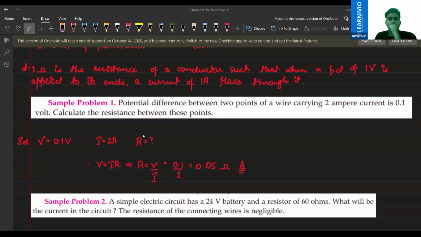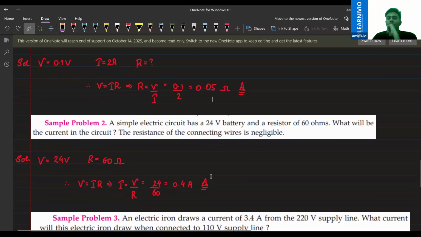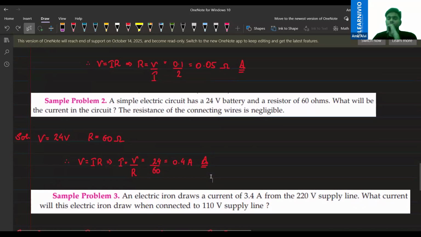We got three answers: Umair, Afrin, Ritik. Umair, this question is asking for the current, not the resistance. Resistance is already given as 60 ohm. What did you calculate? Please check your answer. Okay, Ritik. So it will be 0.4 ampere. Please do this question. Let me know once done.